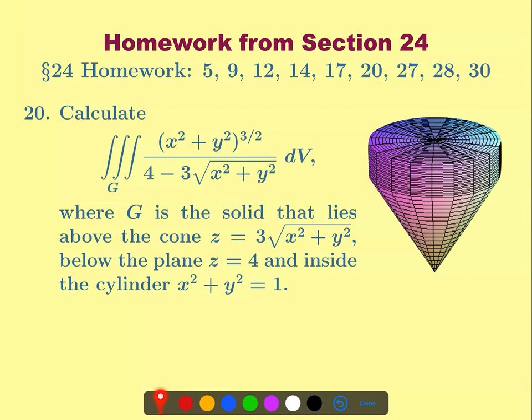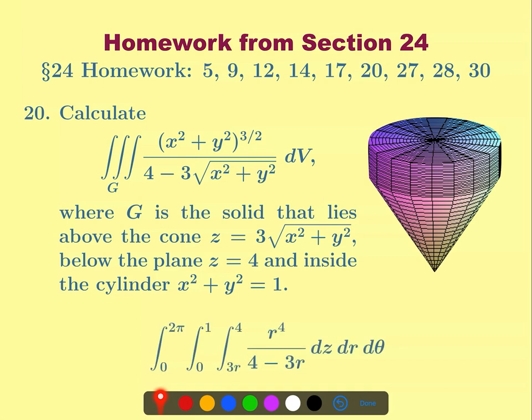And again, that's just perfect for cylindrical coordinates. Theta is going from 0 to 2 pi around the circle, and r is going from 0 to 1 because it's a circle of radius 1. And z is going to go from the bottom here to the top. So it's going from this cone to z equals 4 here. This is the cone. The square root of r squared will be r. So z is equal to 3r. So that's the cone, z equals 3r, and this is z equals 4.